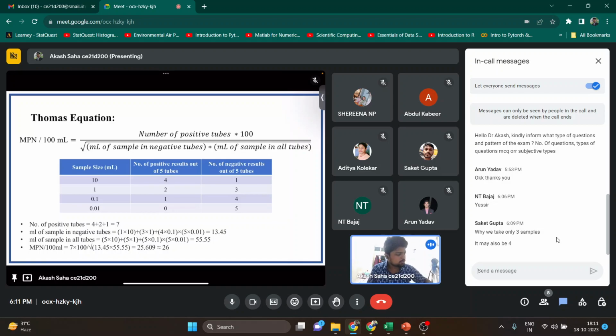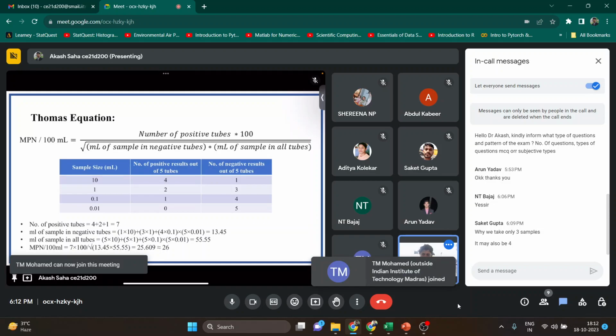0.015 samples are there, so we'll just add it. It will come as 13.45. Then the ml of samples of all tubes. So we have 5 tubes. So 5 into 10 plus 5 into 1 plus 5 into 0.1 plus 5 into 0.01. So the total ml of sample is 555.55.